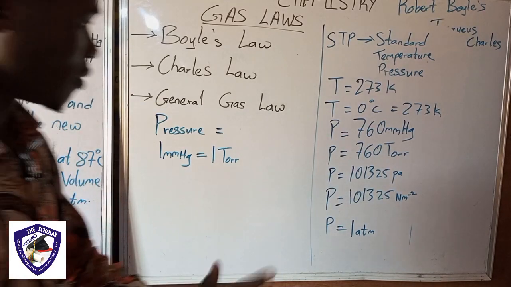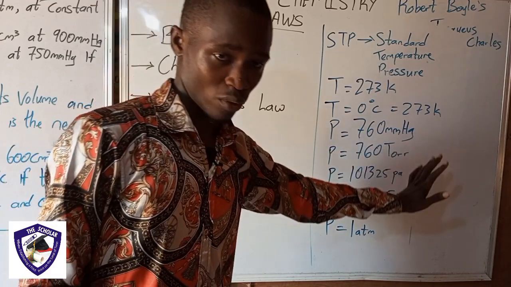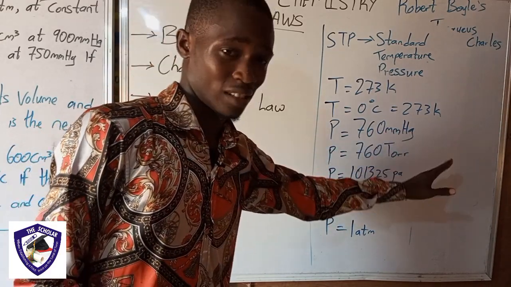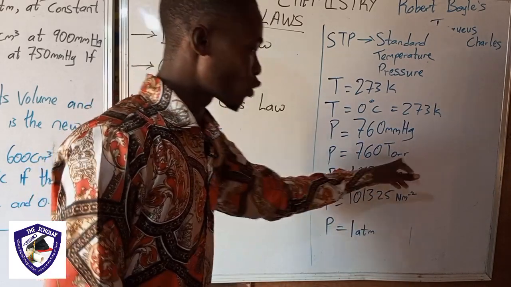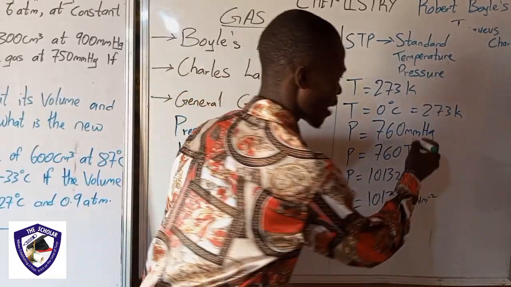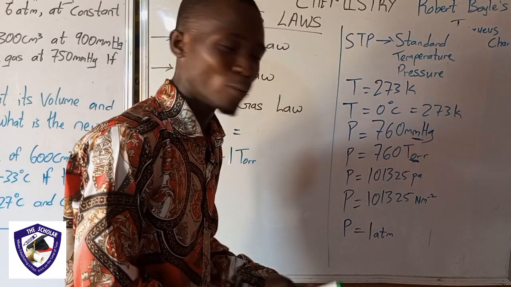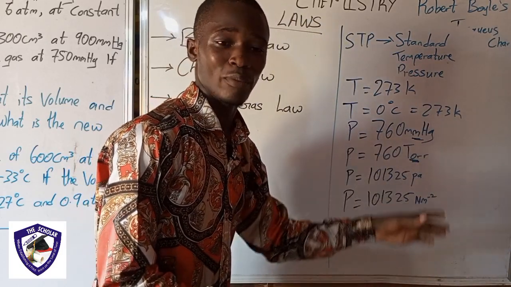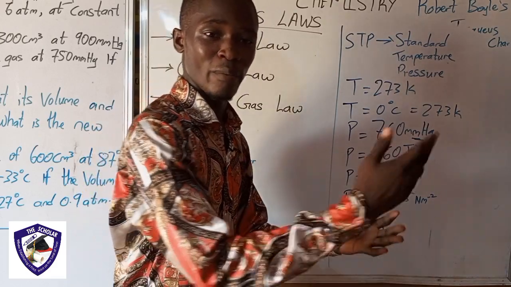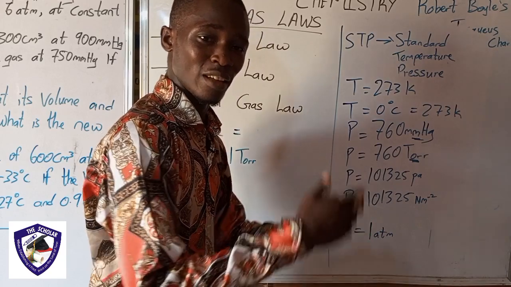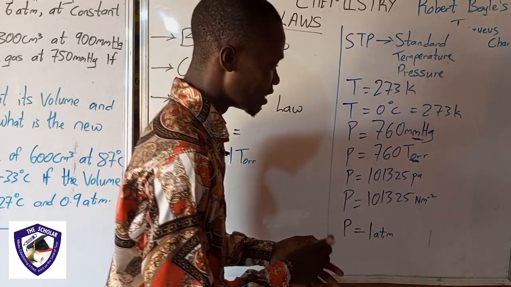Now let me break it down. From here, I said pressure is measured in millimeter mercury. That is 760 millimeter mercury. That's the standard value for pressure. Now this millimeter mercury and torr are just units by which pressure can be measured. Just like we have volume. Volume is measured in meter, it is measured in meter cube, it is measured in decimeter.